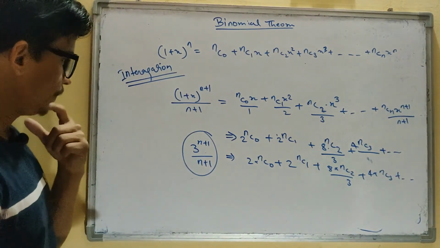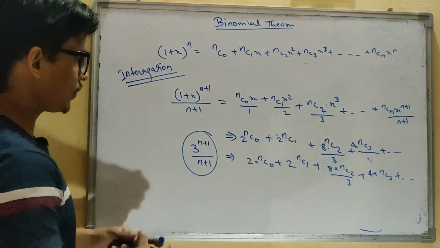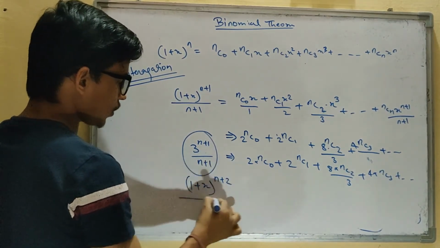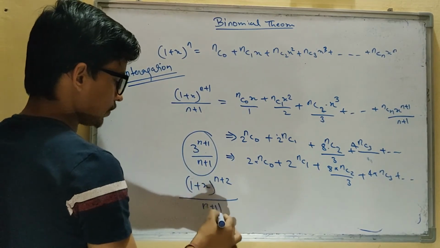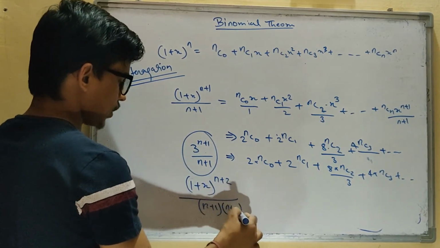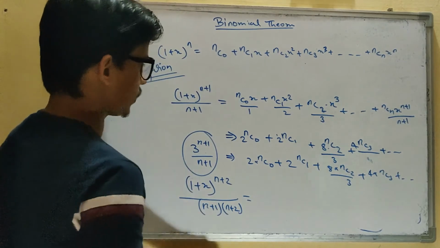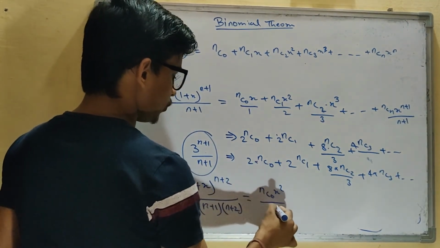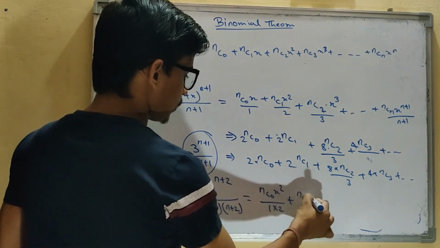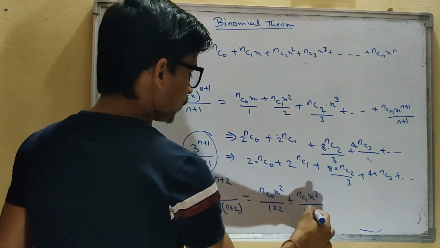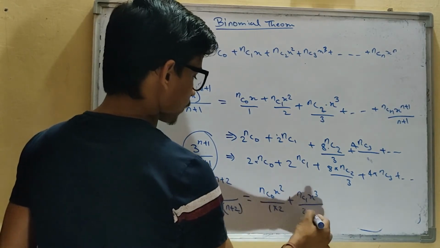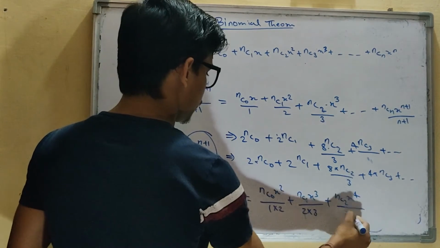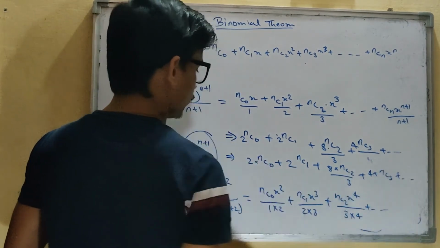Now you can do this once more. If you integrate once more, this is going to be (1 + x)^(n+2) upon (n + 1)(n + 2). I guess you know about the integration, so I'm not going to explain it. So nC0 x²/(1·2), nC1 x³/(2·3), and nC2 x⁴/(3·4). This is how it has to be done.